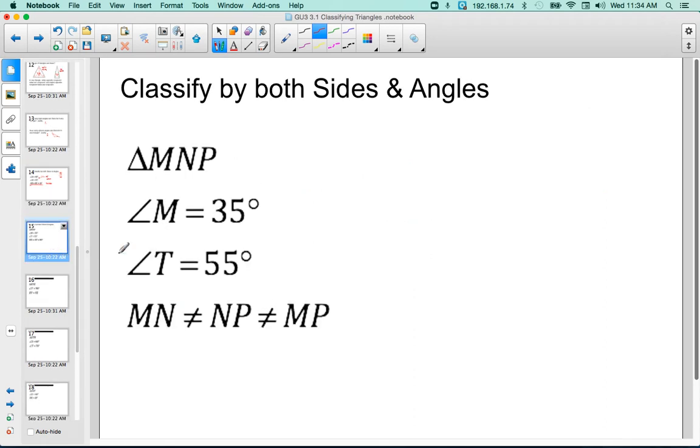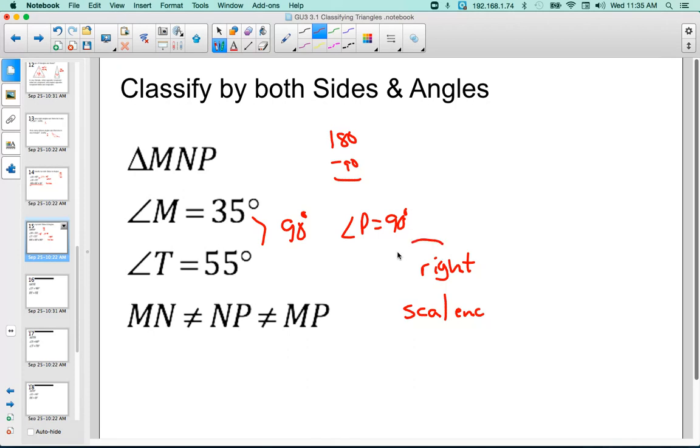Here again, none of the sides are the same, so we've got another scalene. Let's see, 35 and 55. When I add these together, I get 90. Well, if these are 90, I subtract 180 minus 90, and angle P is also going to be 90. That makes this a right triangle. So we've got a right scalene triangle here for this example.